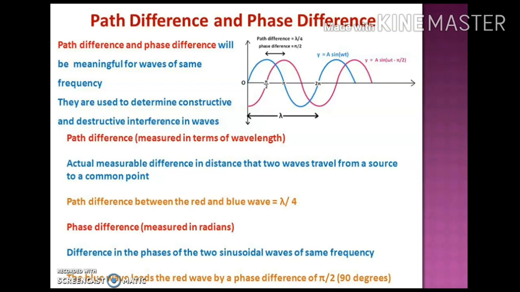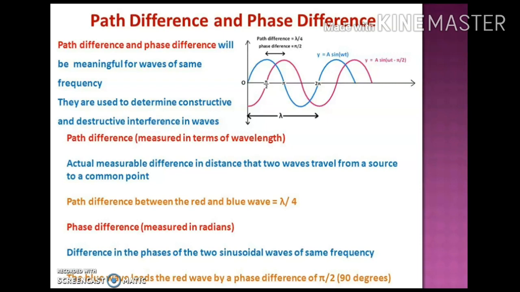So what is path difference? Path difference is always measured in terms of wavelength. You are already aware of the term wavelength. So in the picture also I have shown you the length of a wave by lambda. The path difference is the actual measurable difference in distance that the two waves travel from source to a common point. As in the figure you can see, I have used two waves, one in blue and one in red. If you check their path difference, the path difference between them is lambda by 4.